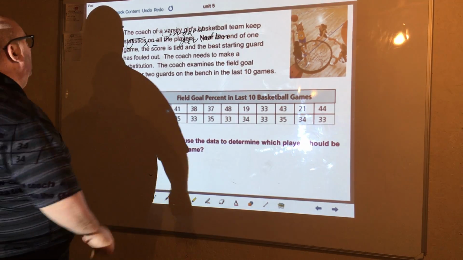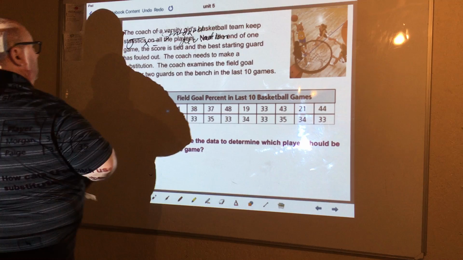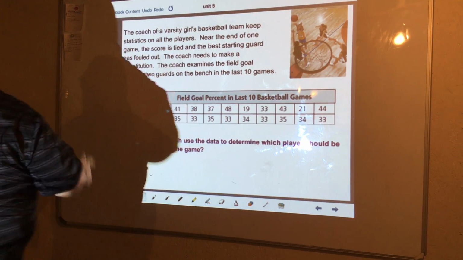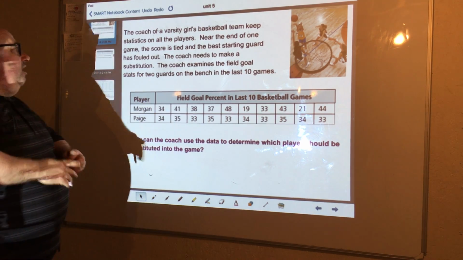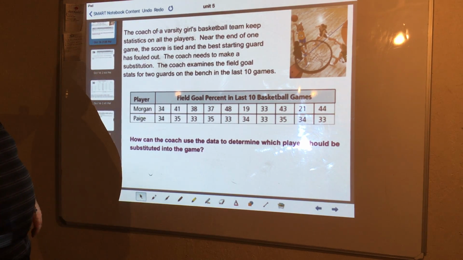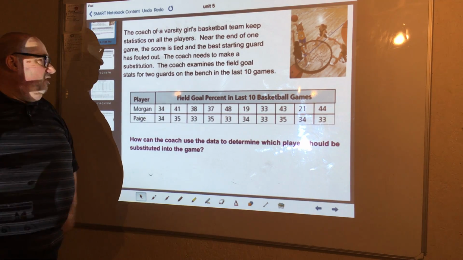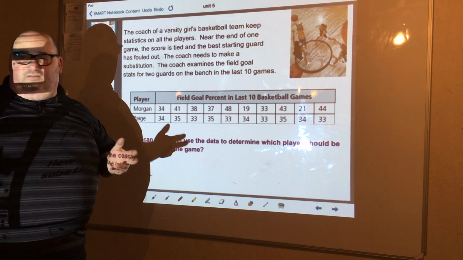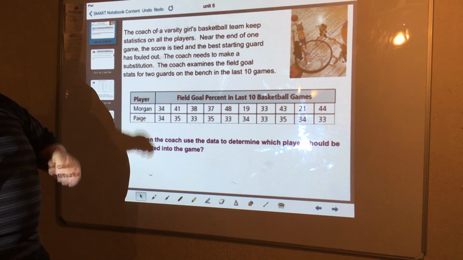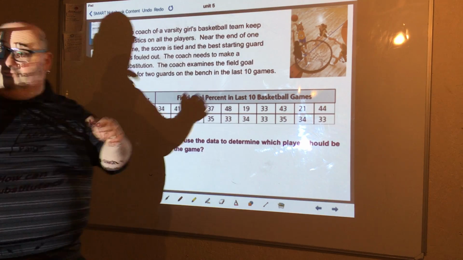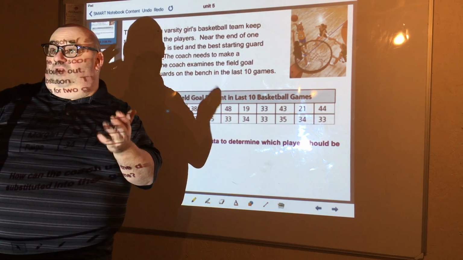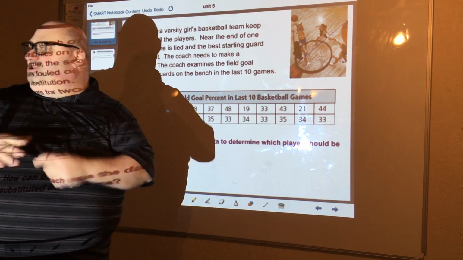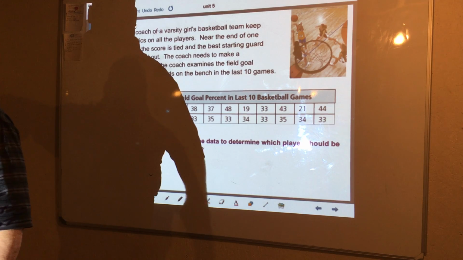Okay, good. So we have 2 players on a basketball team. They're recording statistics of the players. At the end of the game, the score is tied, and the best starting guard is fouled out. The coach has to make a substitution. So they want to look at the stats from the last 10 games. Of course, if we look at the last 100 games, we would have a better representation of each player's ability, but we're only going to look at 10 games.